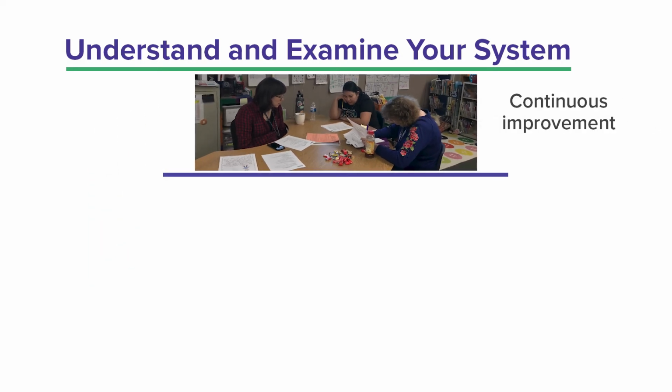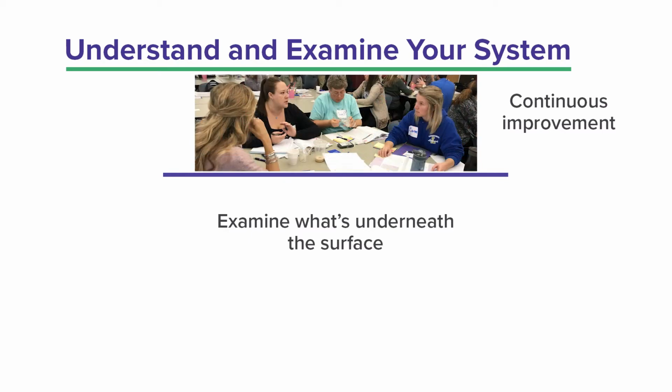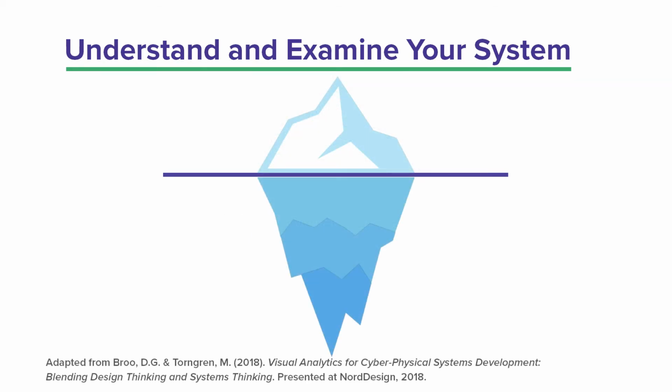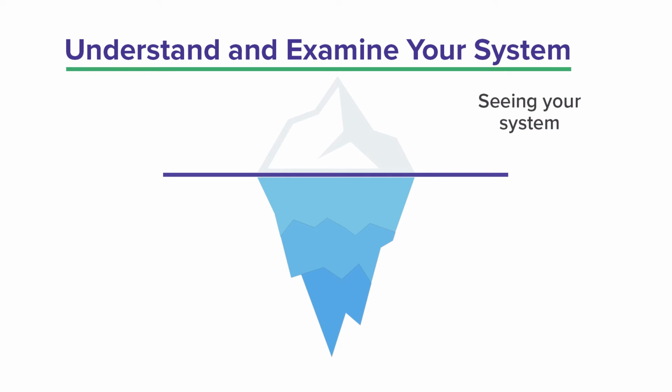Continuous improvement is a process that intentionally forces us to slow down and examine what is underneath the surface of our system. When visualizing a complex system, it helps to think of an iceberg. Seeing your system requires that you look deeper than the events at the surface to understand the underlying factors of system-related issues. This creates opportunities to change the system.